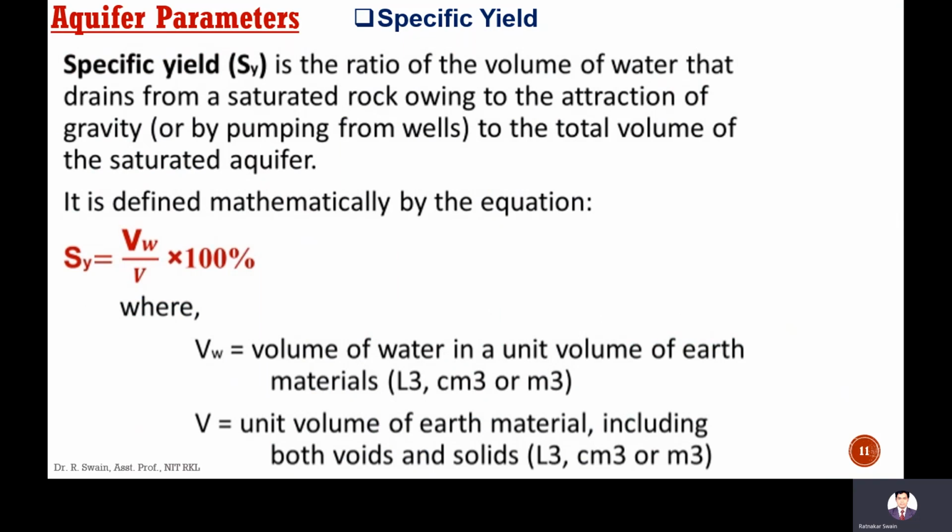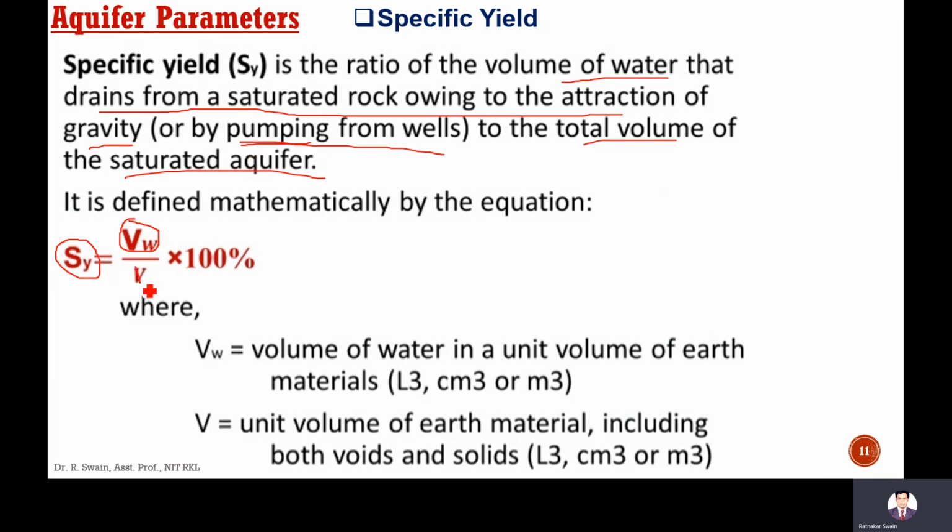Next parameter is specific yield. Specific yield means the ratio of the volume of water that drains from a saturated rock owing to the attraction of gravity or by pumping from wells to the total volume of the saturated aquifer. It is the ratio of the volume of water that can be extracted by gravity or by pumping from wells to the total volume of the saturated aquifer.